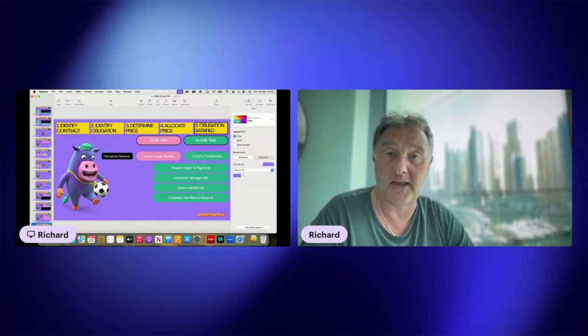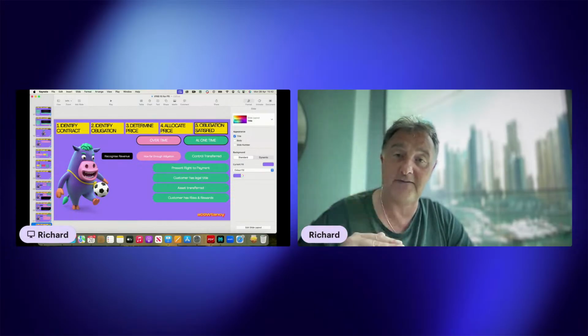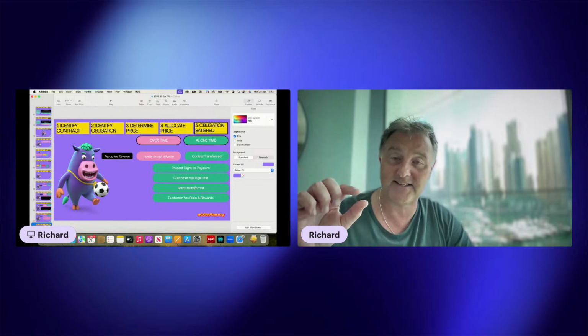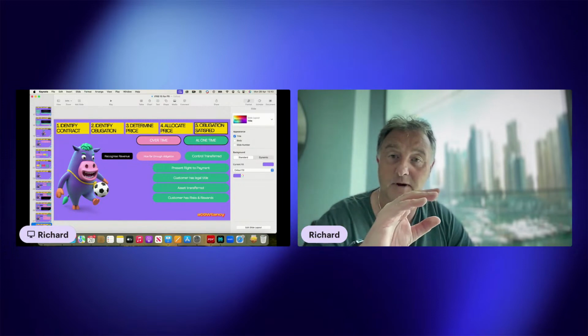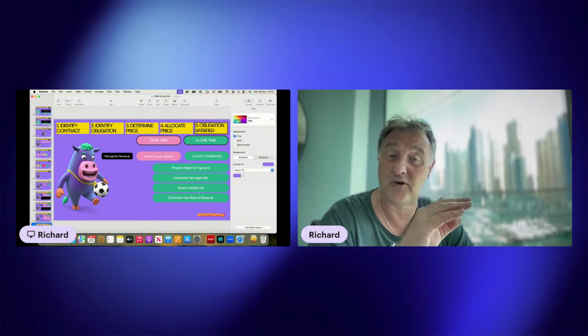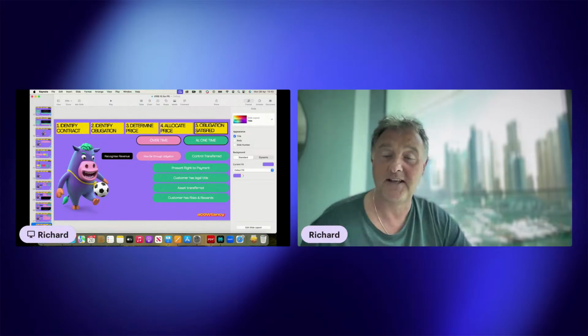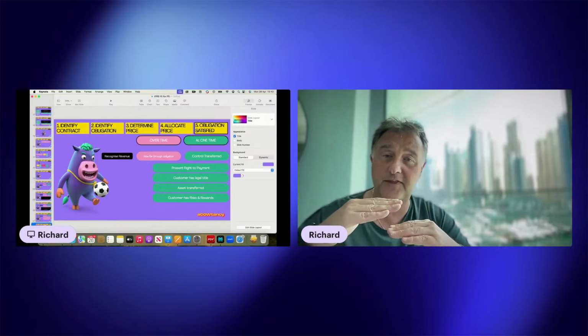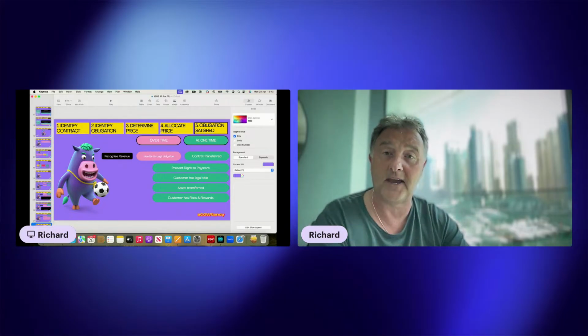Then you identify your obligations. Well, what are my obligations? Have I got 5 of them? Are they all distinct? Now, distinct means, are they useful to the customer on their own? Can the customer benefit from it on their own? If they can, fantastic, that's your obligation. If not, then bundle it up with other things that will make that obligation.